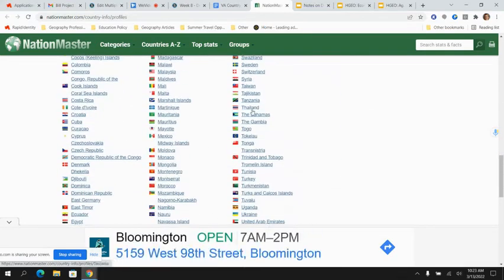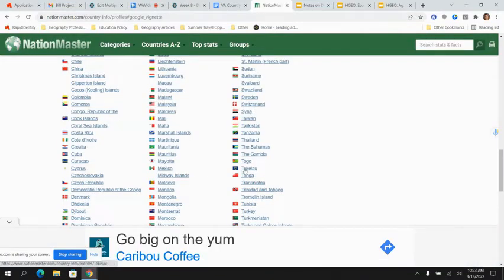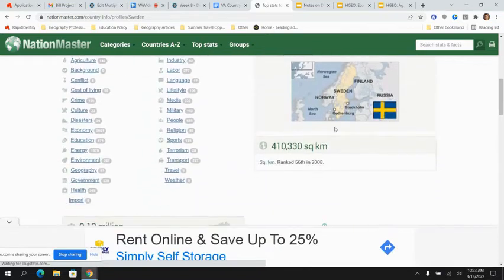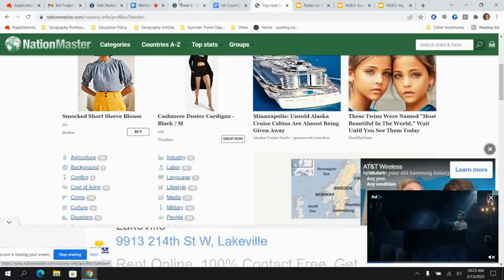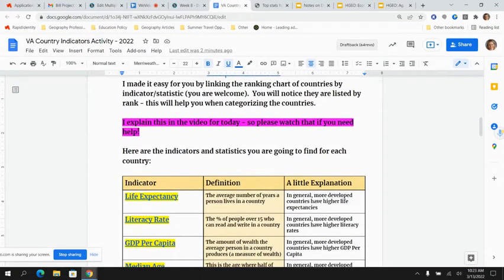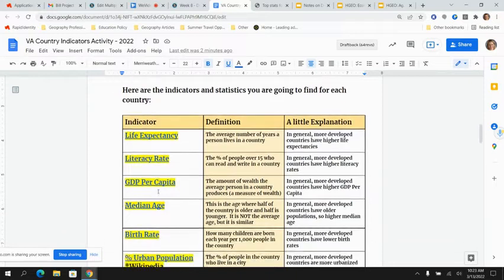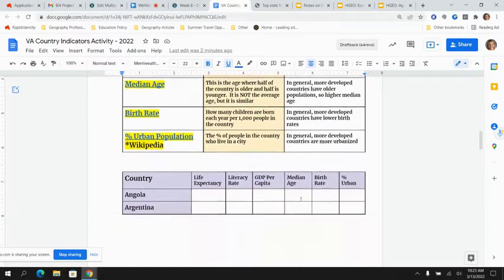And if I click on a country, so let's say I click on Sweden, I'm going to close out of that. Okay, so I'm going to click on Sweden. Okay, it's going to give me a bunch of facts about Sweden, but more importantly, you are going to probably use these right here to get your indicator. So they tell you what the definition of the indicator is. It explains it a little bit more over here.